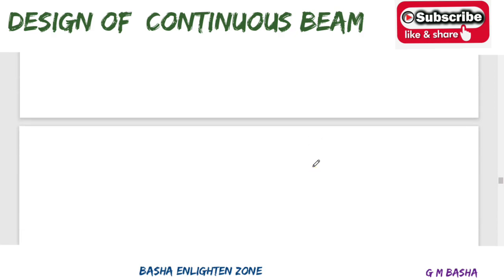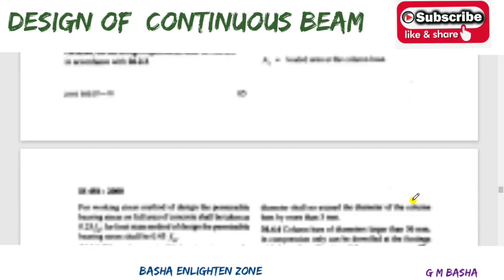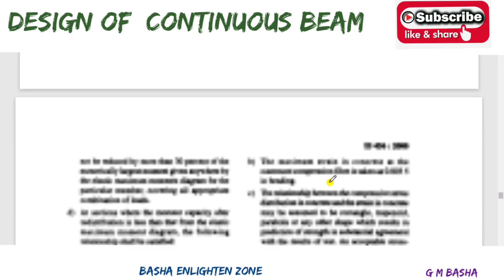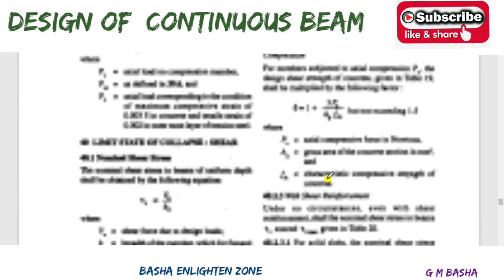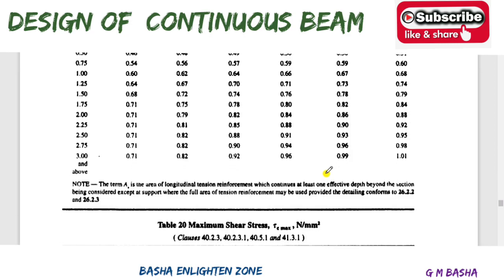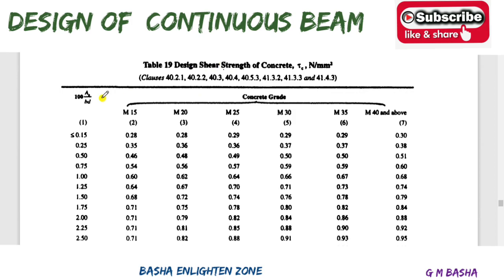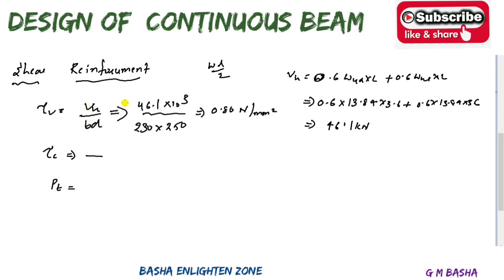So each and every one you have to check with the code pages. It is not possible to remember all the formulas. So with the page number 73, design strength of the concrete, which is 100 Ast by bd. So first calculate that one.